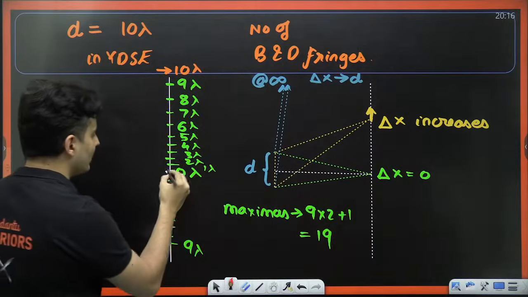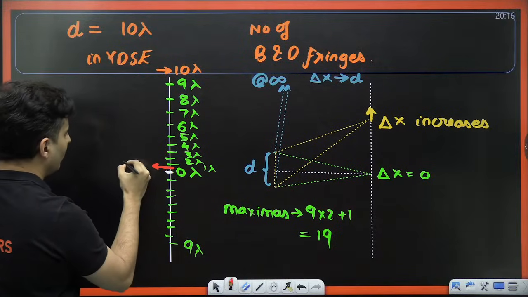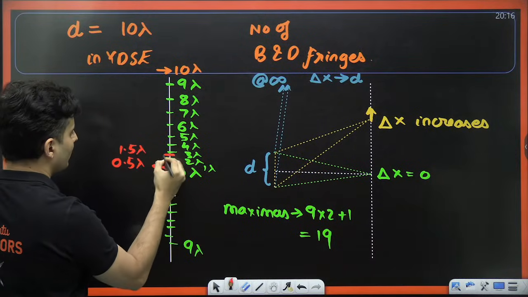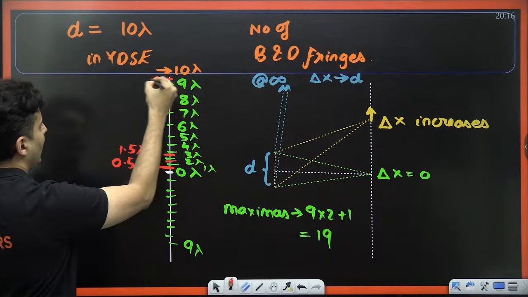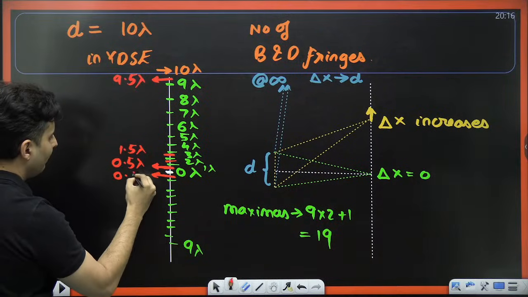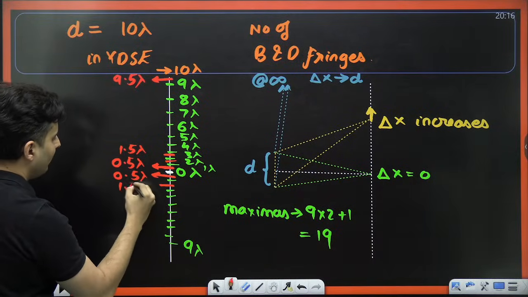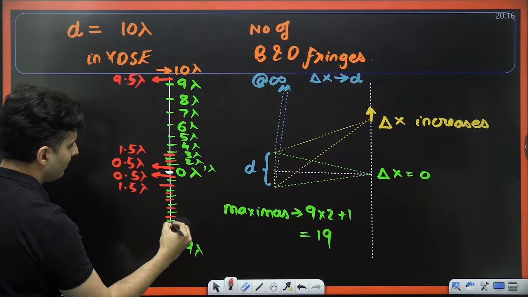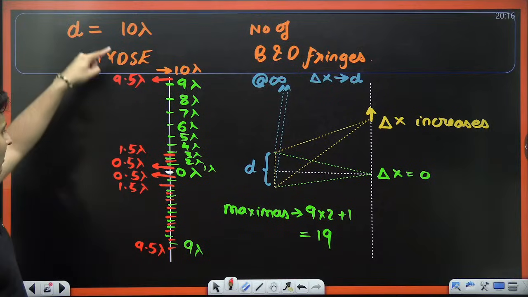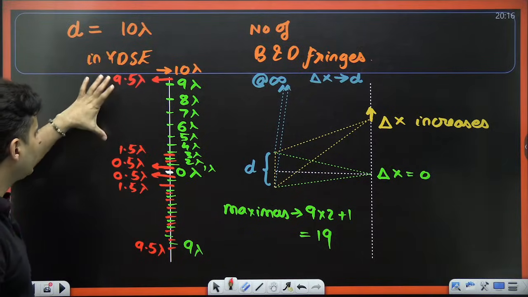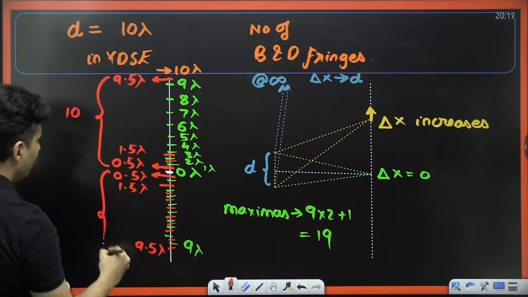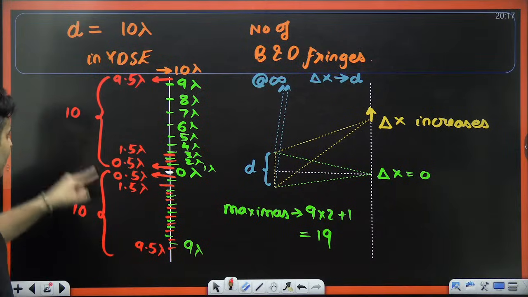And talking about minimas, exactly in between that, you will start off with 0.5 lambda, then you will have 1.5 lambda, and so on and so forth. And that will end at 9.5 lambda. Same thing over here below, 0.5 lambda, then 1.5 lambda, and you keep on doing the same thing in between till you reach 9.5 lambda. Count the numbers: I think 10 on the top, 10 below. These are 10 minimas and 10 minimas over here.